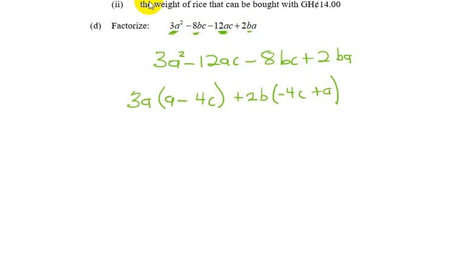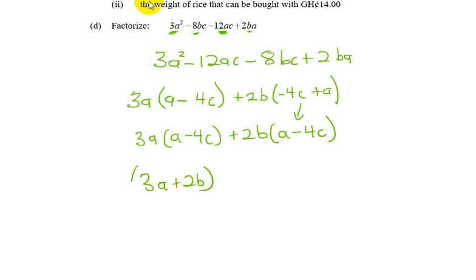So I'll just rewrite it, okay, as 3a bracket a minus 4c bracket close plus 2b bracket a minus 4c is the same thing. I just changed this one, okay? I just interchanged this one. So now, as the two brackets are the same, now we're going to have 3a plus 2b in one bracket, and also a minus 4c in another bracket.